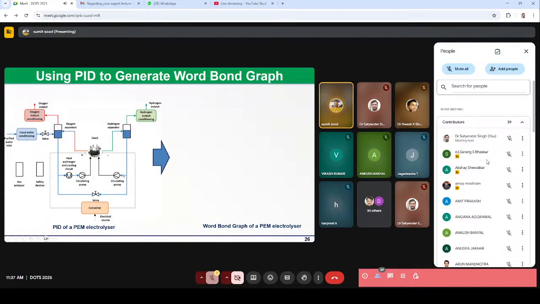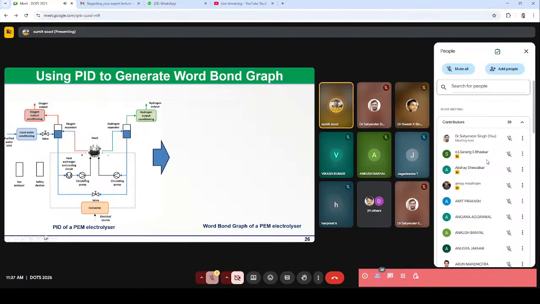So another example, we can also use the piping and instrumentation design to generate the bond graph. Here you see a piping and instrumentation diagram for the PEM electrolyzer, or proton exchange membrane electrolyzer. This stack is the heart of the electrolysis cell, and the other parts are called the balance of plant, and they are here in order to ensure the proper functioning of this system.